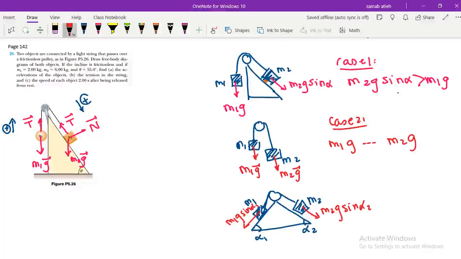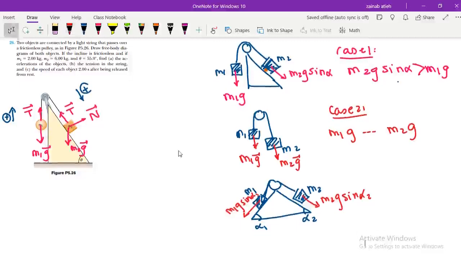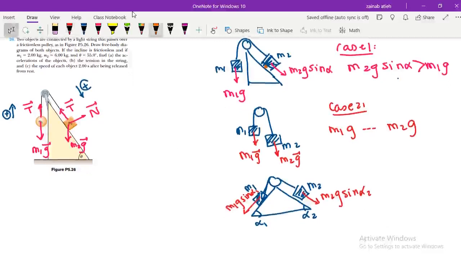ليه؟ لأنه أنا عندي ال M2G cosine alpha 2 هيدي الفورس بتكون perpendicular مع الموشن. It does not affect the motion. So in this case I will write case 2 or case 3. We compare M1G sin alpha 1, we compare it with M2G sin alpha 2.